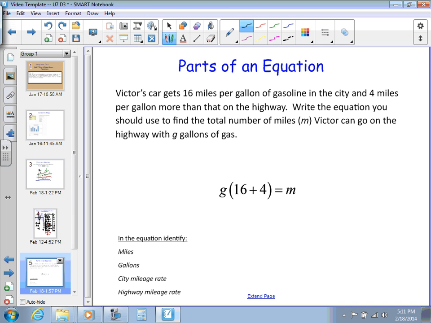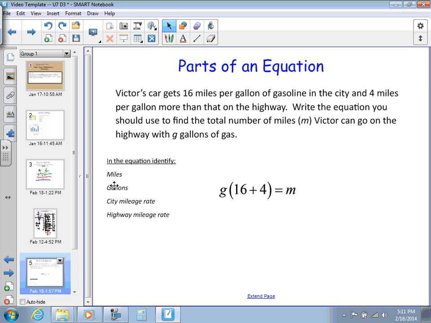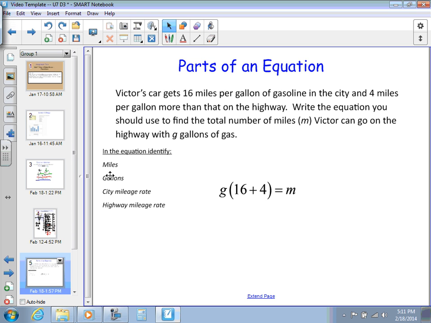Okay, parts of an equation. In this equation, I want you to identify, well, before I get to that point, we've got a word problem here, and I've written an equation that would be used in solving it. So Victor's car gets 16 miles per gallon of gasoline in the city and 4 miles per gallon more than that on the highway. Write the equation you should use to find the total number of miles Victor can go on the highway with G gallons of gas. Like I say, I gave you the equation. What I want you to do is identify the parts of the equation.